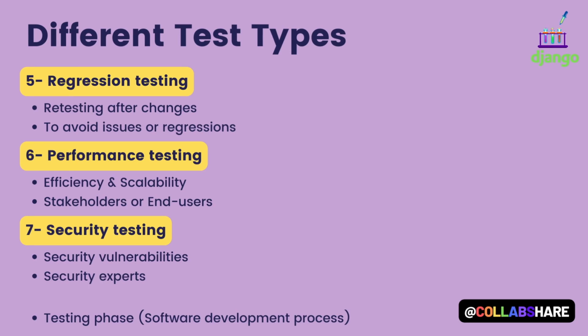And regression testing involves retesting the software after changes have been made to ensure that the changes did not introduce new issues or regressions. This type of testing is typically performed by QA engineers during the testing phase and after updates or patches are released.